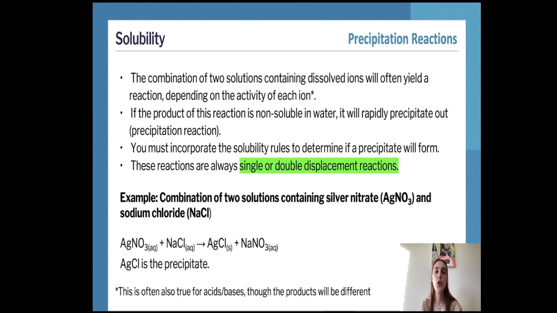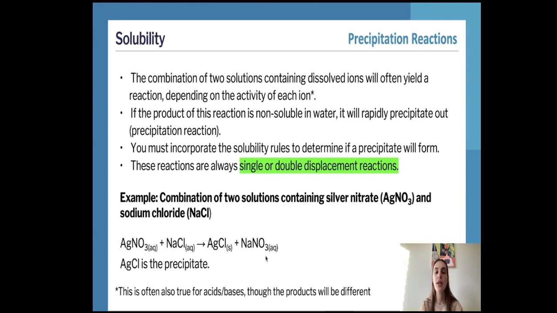These reactions are always single or double displacement reactions. An example we have here is the combination of two solutions containing silver nitrate and sodium chloride. If we have a silver nitrate solution, AgNO3, and we add that to the sodium chloride solution, NaCl, we then have this displacement reaction in which we produce AgCl and NaNO3. So when we look at our products, we have AgCl and NaNO3.